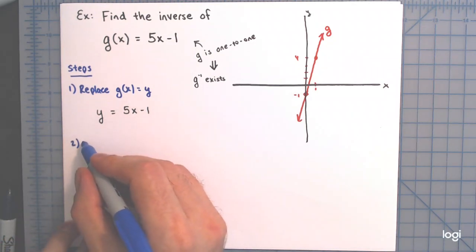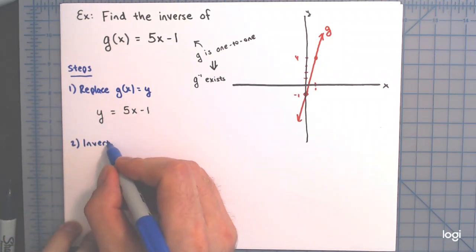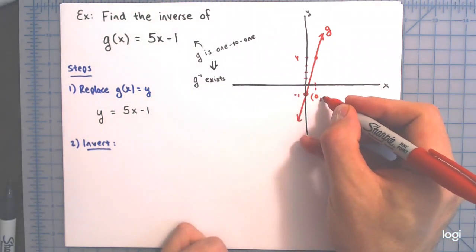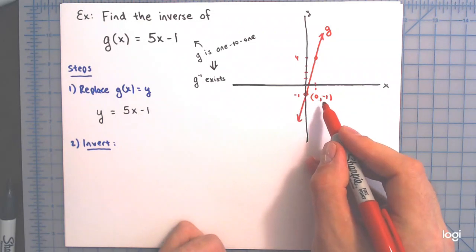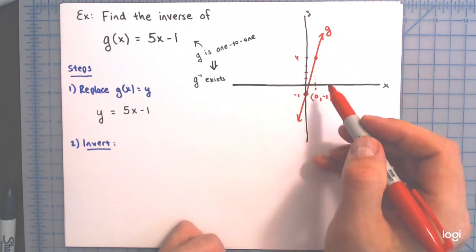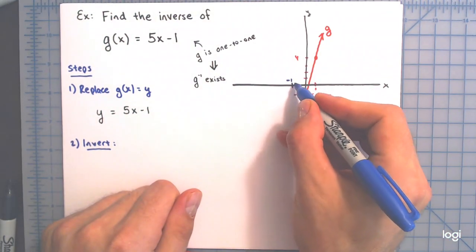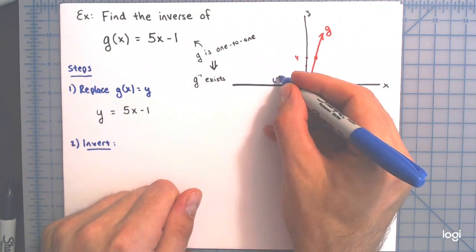Now we invert. What do I mean by this? Remember, when you're writing the inverse of a relation or a function, all the inputs become outputs and all the outputs become inputs. Remember how the coordinates would switch? So on my graph here, here's the point 0, -1, an ordered pair in g. So in g inverse, you'd have the ordered pair -1, 0. Negative 1 comma 0.